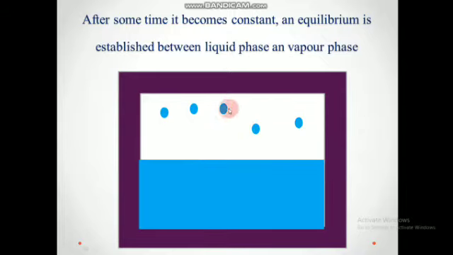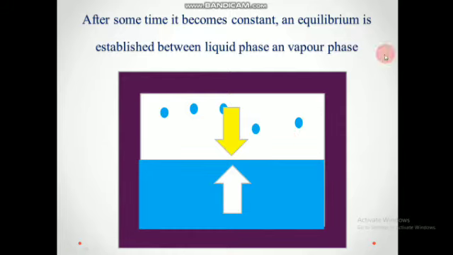Why? Because as they are moving, we said they collide with each other also and they lose energy. So some of them will lose their energy and will not be capable of staying in the vapor phase. So they will come back and join the liquid phase again. And that way, there is an equilibrium between these two states. Some amount of liquid is being converted to the gaseous state from the surface, and some amount of gas, by hitting each other, loses energy and comes back to the liquid state. So this process keeps an equilibrium between these two.